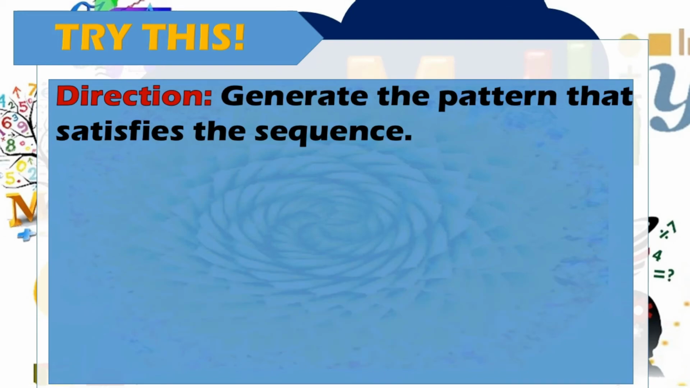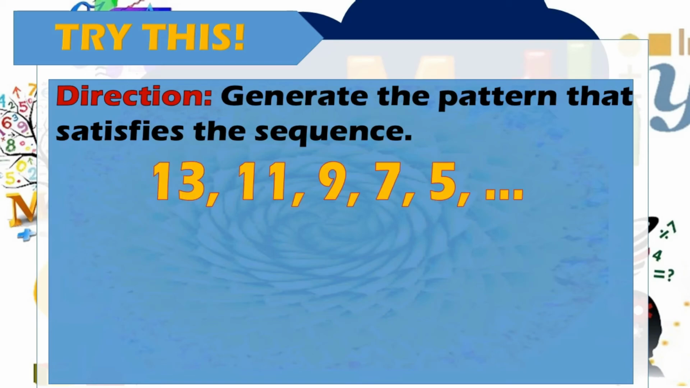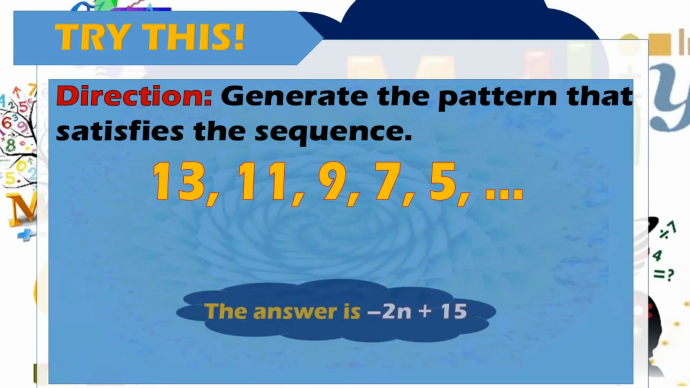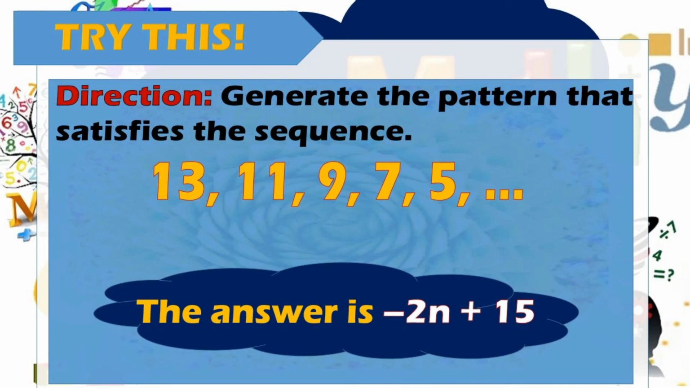Let's have number 4. The given sequence is 13, 11, 9, 7, 5, and so on. Go! Time's up. What is your answer? Very good. The answer is negative 2n plus 15.